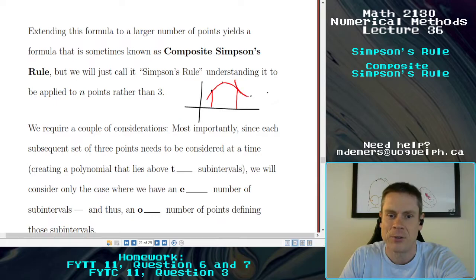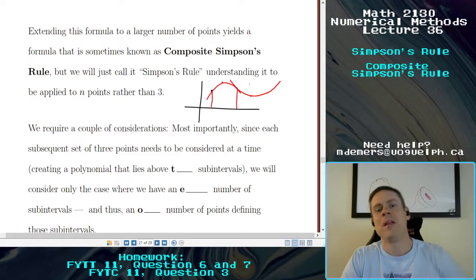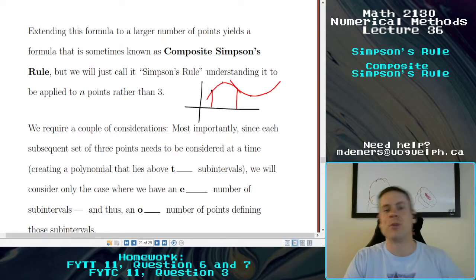That, let's see if I can do as good of a job. Oh, no, definitely not. Ooh, not nearly as good. Let's try that again. This is probably better. This is definitely better. That looks like a parabola that goes through those 3.